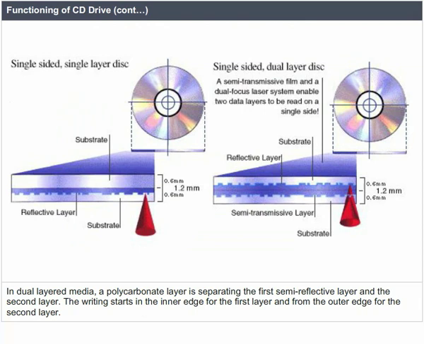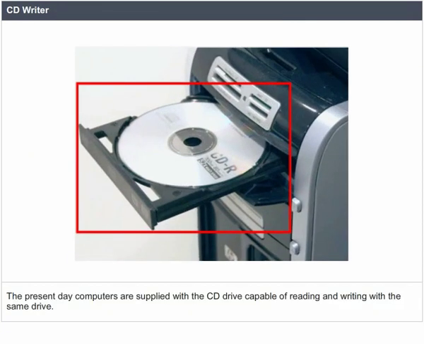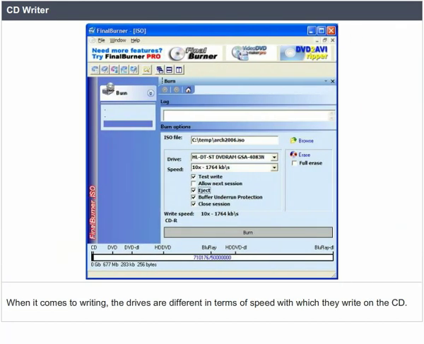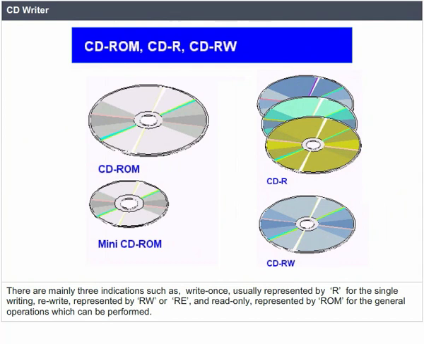CD writer. The present-day computers are supplied with CD drives capable of reading and writing with the same drive. When it comes to writing, the drives differ in terms of the speed at which they write on the CD. There are mainly three indications: write once, usually represented by R for single writing; rewrite, represented by RW or RE; and read only, represented by ROM for the general operations which can be performed.